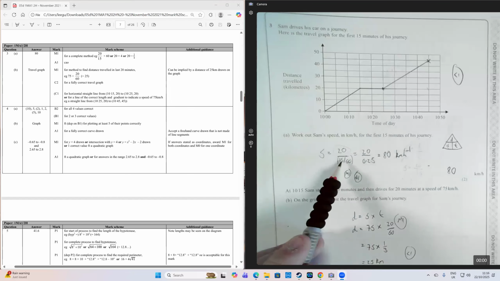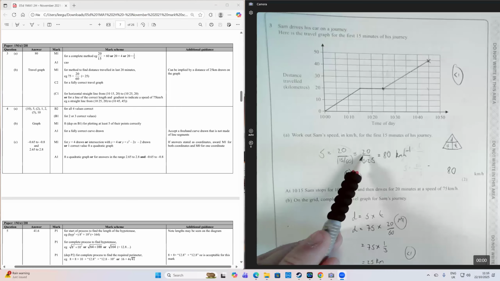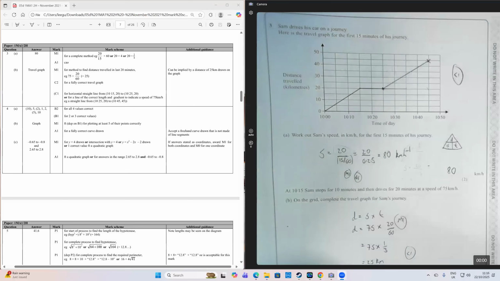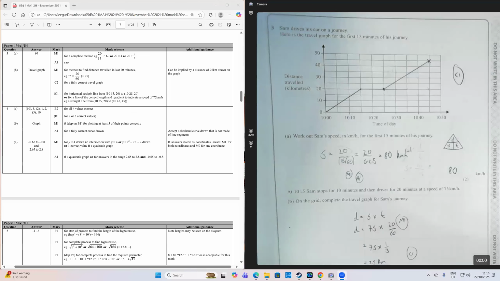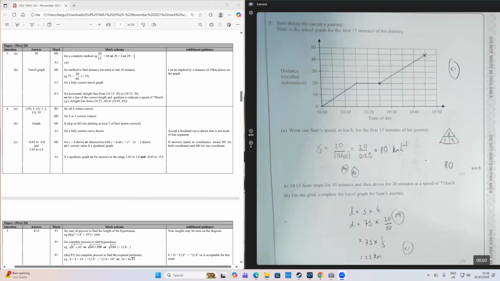Whereas this is time in minutes. So we need to convert the minutes into hours here. So I've done 15 divided by 60, which is a quarter of an hour. So it's 20 divided by 0.25, which is 80 kilometers per hour for part A. Now, part B, at 10:15, Sam stops for 10 minutes, and he then drives on for 20 minutes at a speed of 75 kilometers per hour.